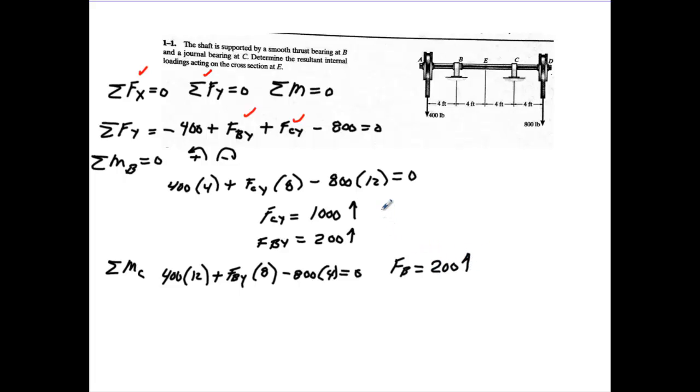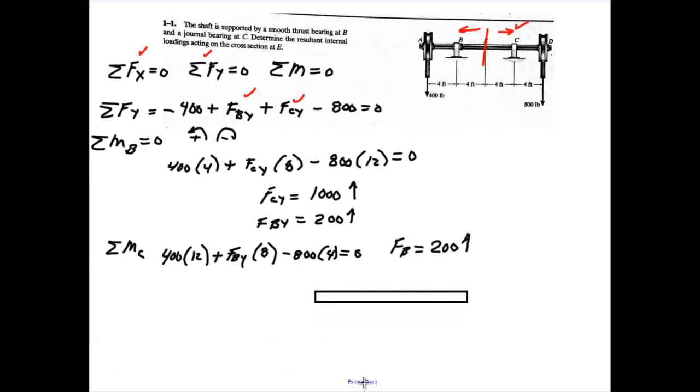Okay. Now, if you want to find out what's taking place at E, all you have to do is cut this beam in two right here. And we can either look this way or we can look this way. It makes no difference. I'm going to look this way. So we'll draw ourselves a beam. And this represents the beam.